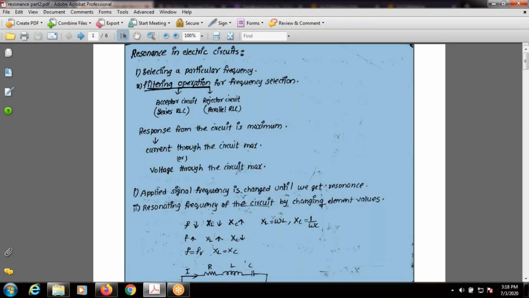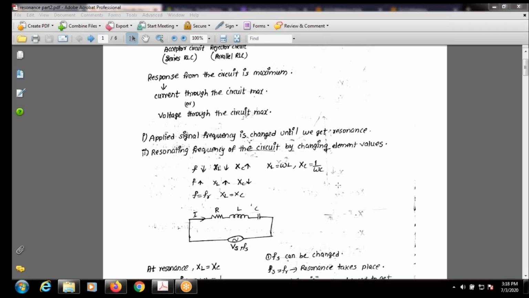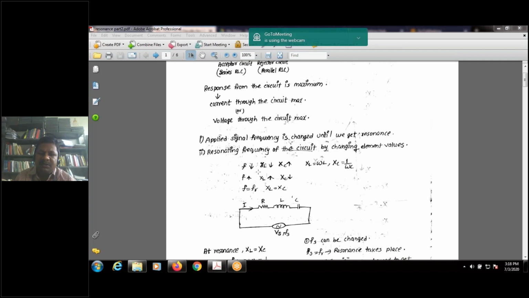Right, coming to the frequency point of view, as frequency increases, what is the reactance of capacitor? Similarly, as frequency increases, what is the reactance of inductor? Right? Here, coming to the inductor, XL is equal to omega L, where omega is equal to 2 pi f. That means f is directly proportional to XL. So as f increases, XL also increases.